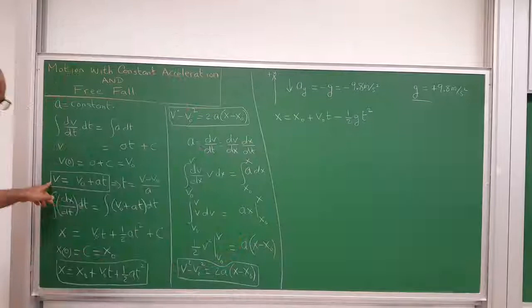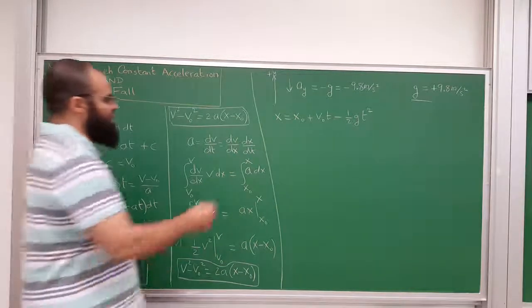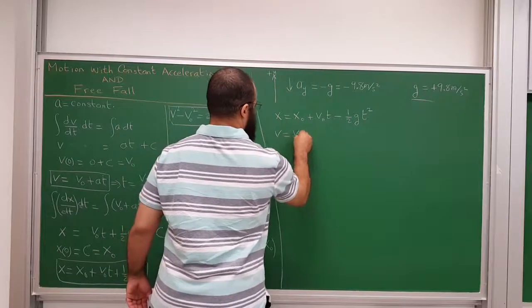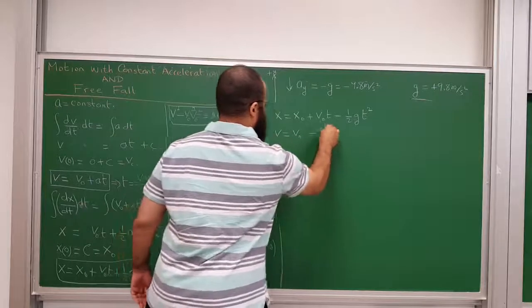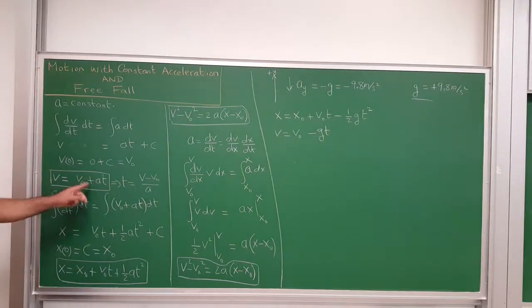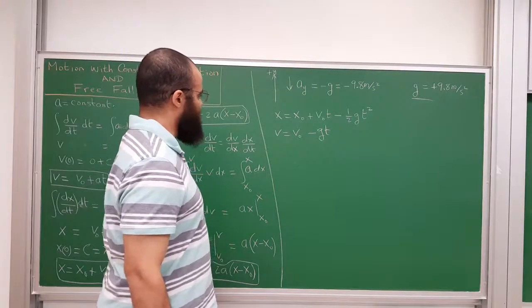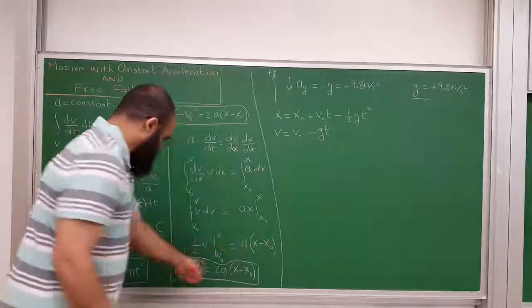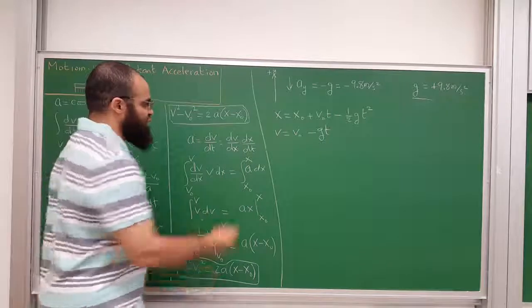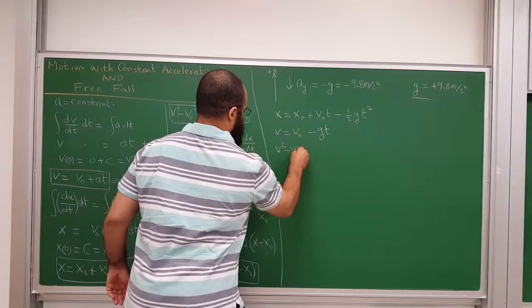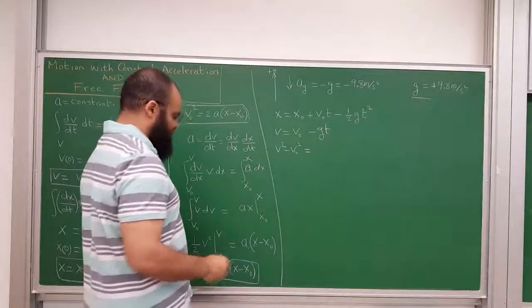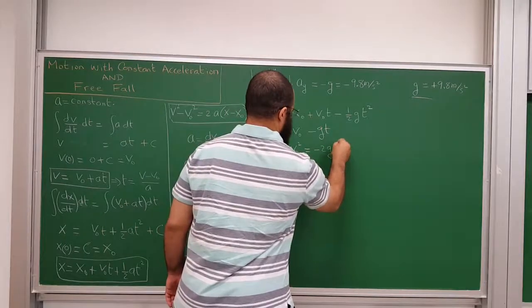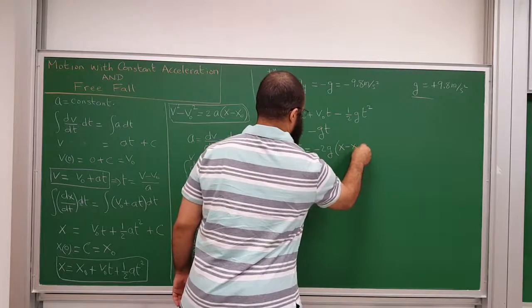Before finally, this one here, you get v equals v initial plus at. v equals v initial plus the acceleration times time, but the acceleration is negative g, so minus g times t. So it's exactly this equation, but I replace a by negative g. And so I get this one here. And then finally this one here. You get v squared minus v initial squared is equal to 2 times the acceleration, but the acceleration is negative g, so minus 2g times x minus x initial.